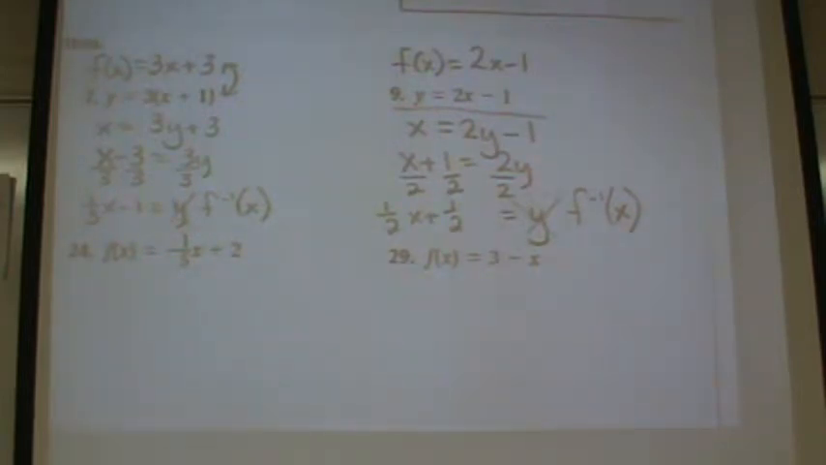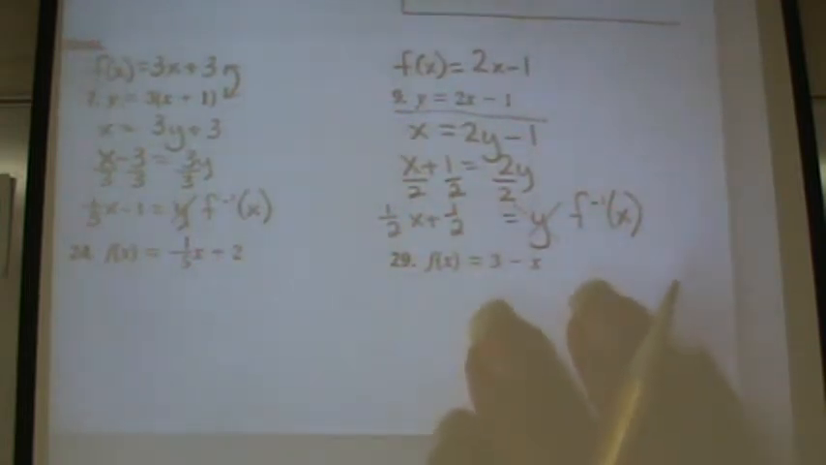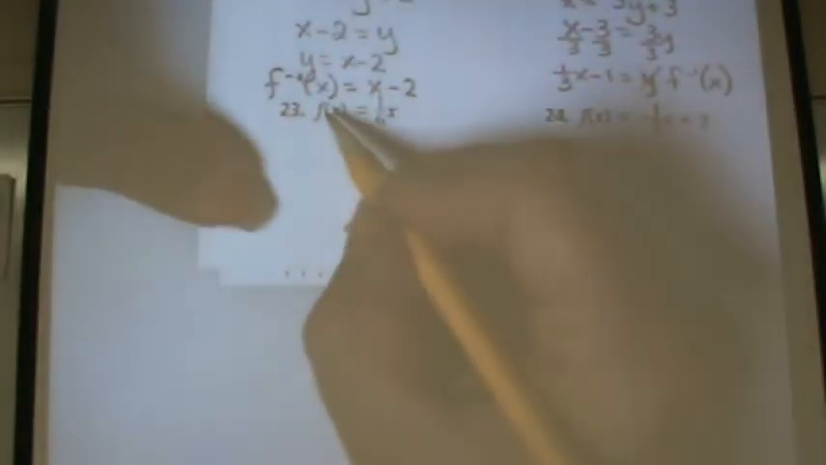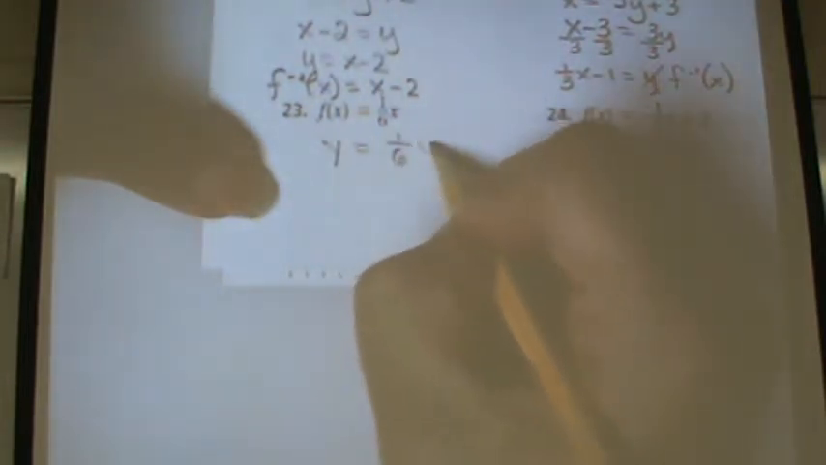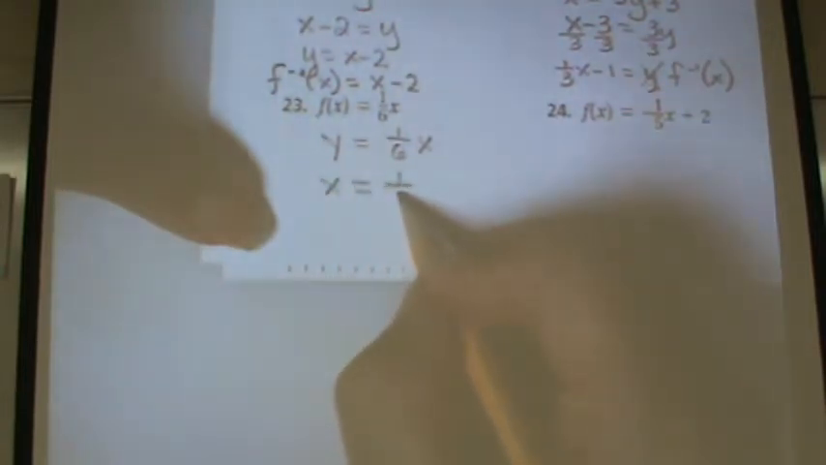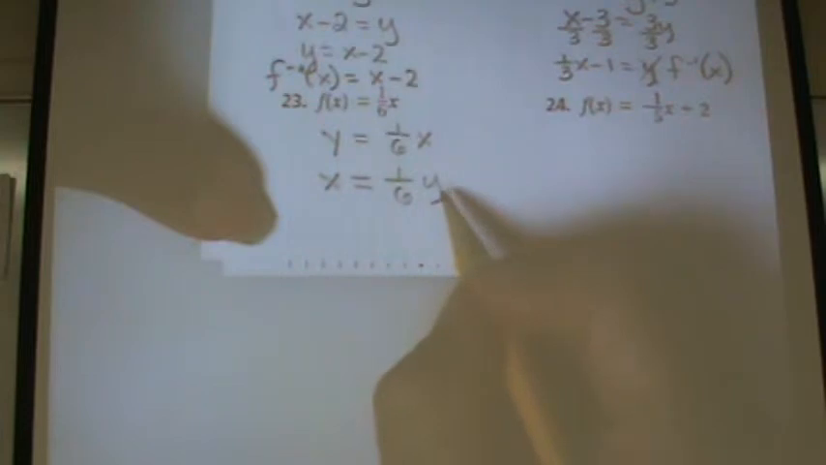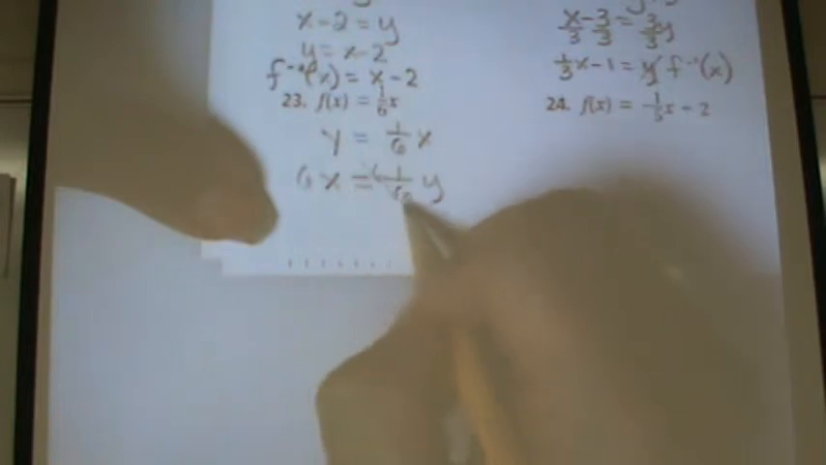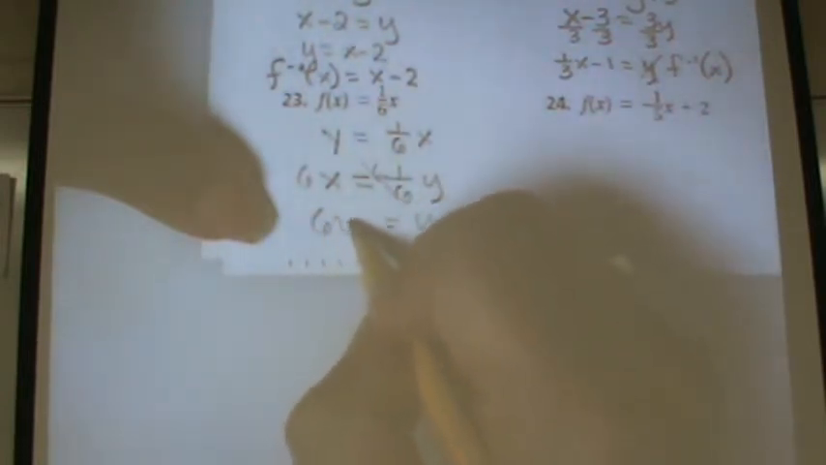Questions? Anybody? Okay, what would you do here? What's another name for f of x? Y is equal to 1/6 x. Now switch your x and your y. How do you get y by itself? Divide by 1/6. Instead of divide by 1/6, let's multiply both sides by 6. So y is equal to 6x.